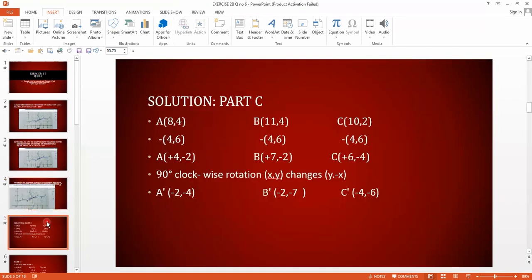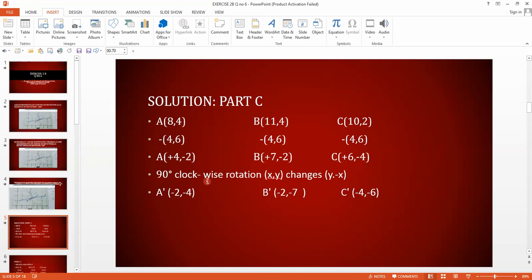Now we come to the next. For a 90-degree clockwise rotation, we have to change this (x, y) into (y, -x). We place the position of x and y, and then put minus on the second. So A prime becomes: this -2, this y value becomes x, so it becomes -2, and this x value becomes y value and its sign will be changed, so it is -2, -4. Again, we replace, so it becomes -2, and we change the sign of this +7, it will equal -7. Same here, -4 and -6.